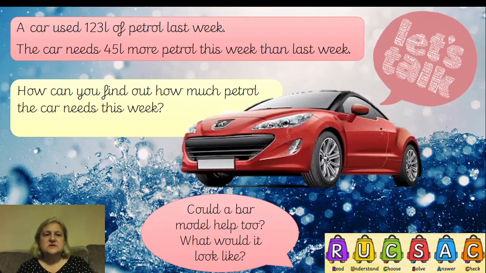Okay, so a car used 123 litres of petrol last week. The car needs 145 litres more petrol this week than last week. Can you find out how much petrol the car needs this week? So have a think about that. How would you set it out? Could a bar model help you? The idea of doing this is that it helps you to set it out really clearly, and you don't lose track of where you are. So would that help you, and what would that bar model look like? If you wanted to try and do that in your catch-up book or on your paper today, that would be really good. So have a little talk, say it out loud to yourself or to somebody else, and get ready to move forward.